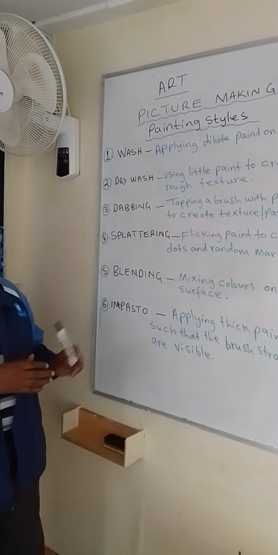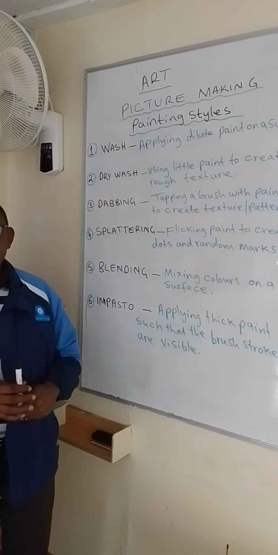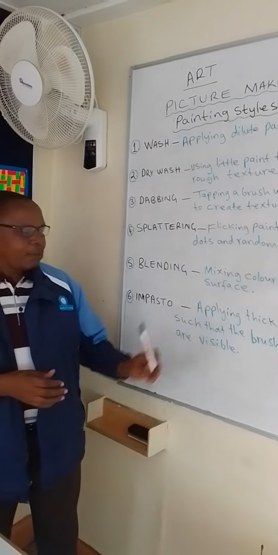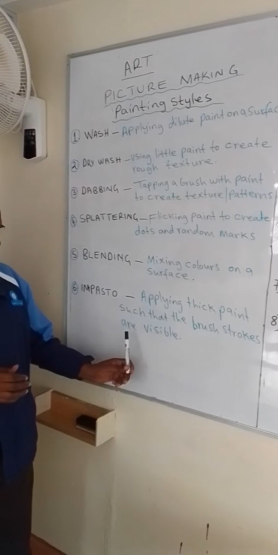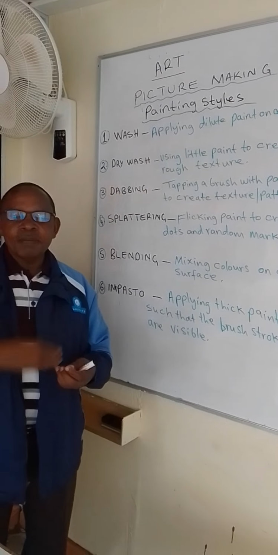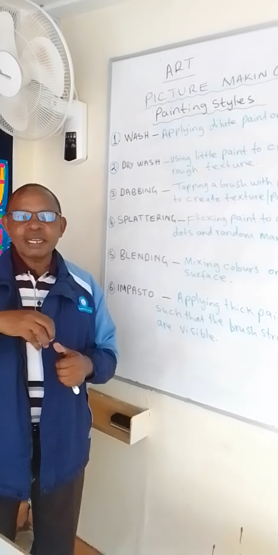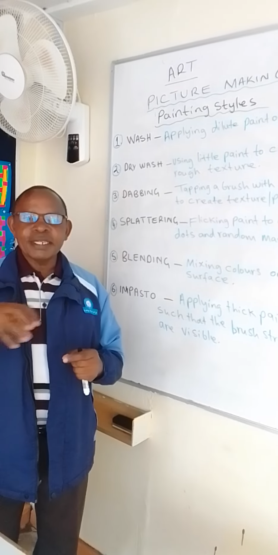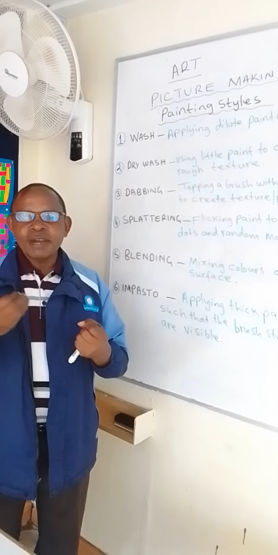Then we have number six, impasto. Impasto is applying thick paint such that the brush strokes are visible. So you have to put a lot of paint and then you apply it on the surface. As you apply it on the surface, you find that it may create some texture. But you find that here you have thick paints.